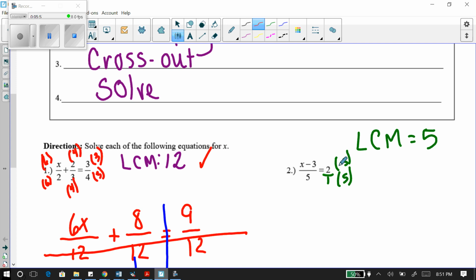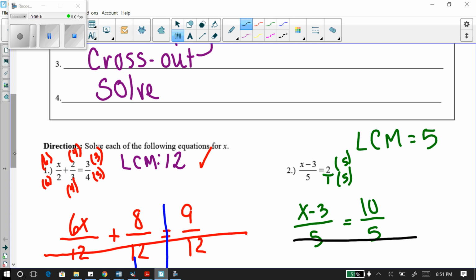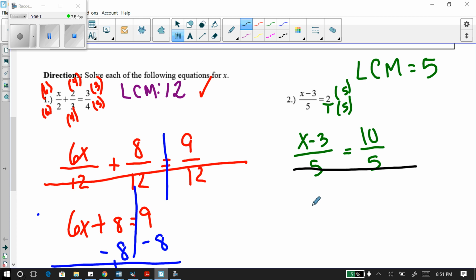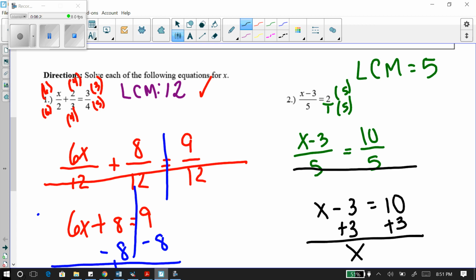Now I have to do all my multiplication. I get x minus 3 over 5 equals 2 times 5, which is 10, over 5. Gone. Done. Cross it out, and now you solve. This is a really easy one. This is easier than number 1. You're left with just what's on top, and now go ahead and solve. Add 3, add 3, x is 13. That is it. That's all you do, my friends.